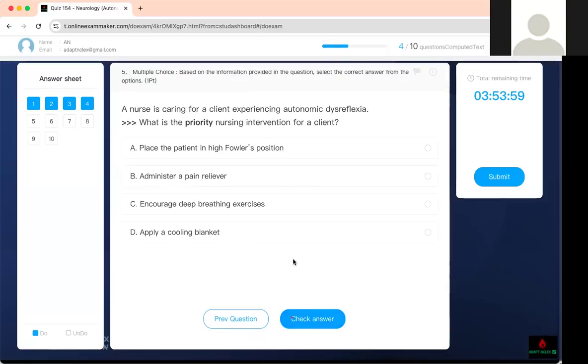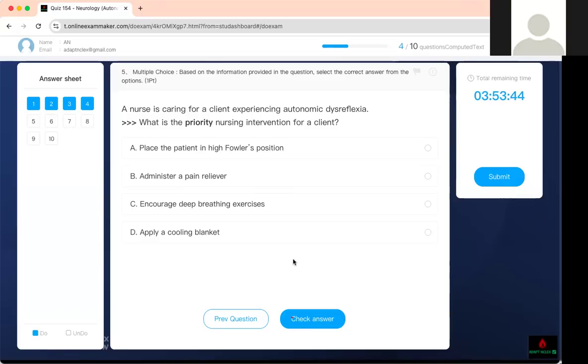The next client should increase fluid intake to flush things out. What is the priority nurse intervention for a client? A nurse is caring for a client experiencing autonomic dysreflexia. What should be your priority nursing action?